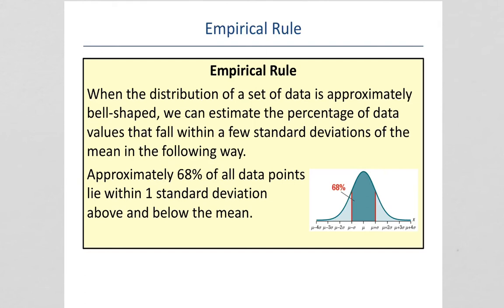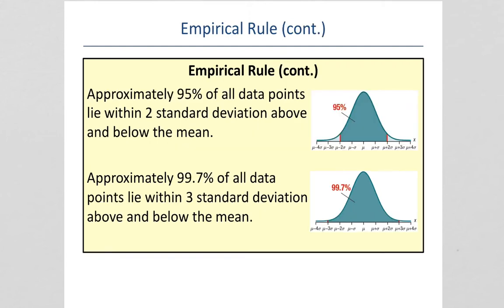The next definition, the empirical rule. When the distribution of a set of data is approximately bell-shaped, we can estimate the percentage of data values that fall within a few standard deviations of the mean in the following way. Approximately 68% of all data points lie within one standard deviation above and below the mean. And by the way, if you choose to split this lesson in half, then I would stop just after the standard deviation and then pick up here. Just a hint.